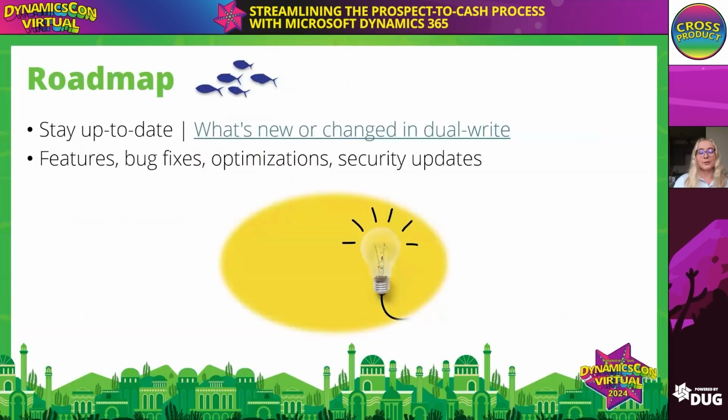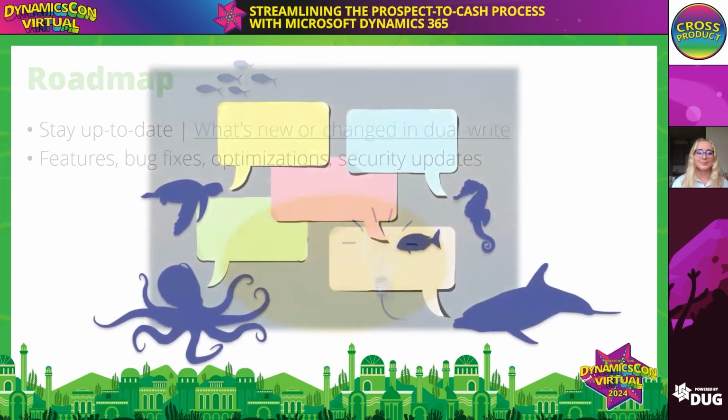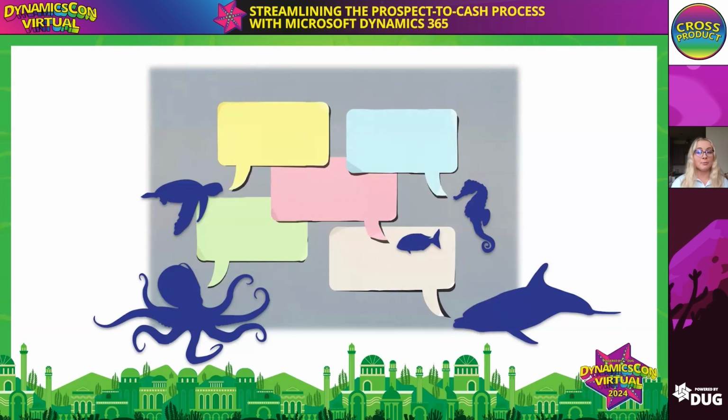As always, Microsoft has a dedicated Learn site to stay on top of the changes and updates to dual write. Feel free to reference it to stay up to date on the dual write roadmap. This includes features, bug fixes, optimizations, and security updates. So with dual write and a streamlined prospect to cash flow, Dynamics CE and F&O and your organization can communicate effectively, like translators at conferences who ensure everyone understands each other.